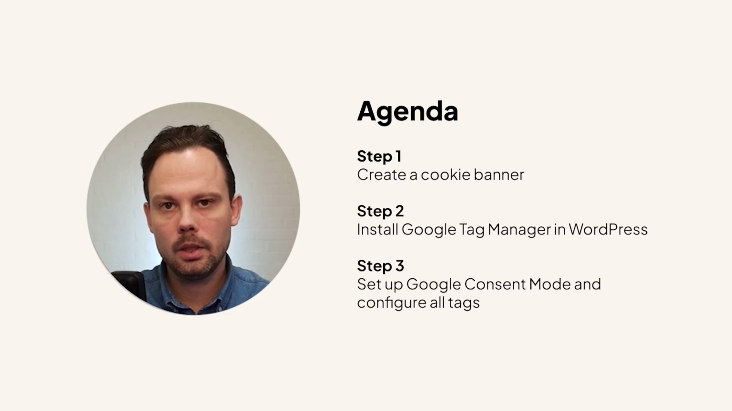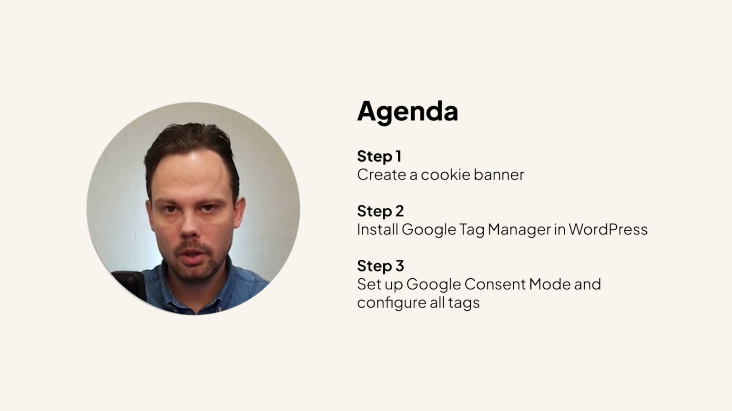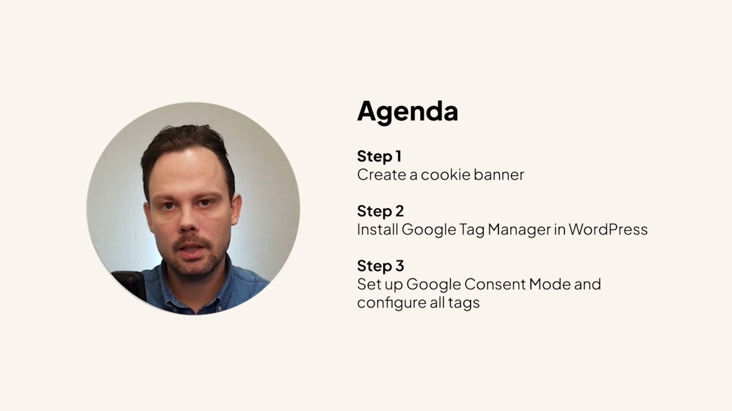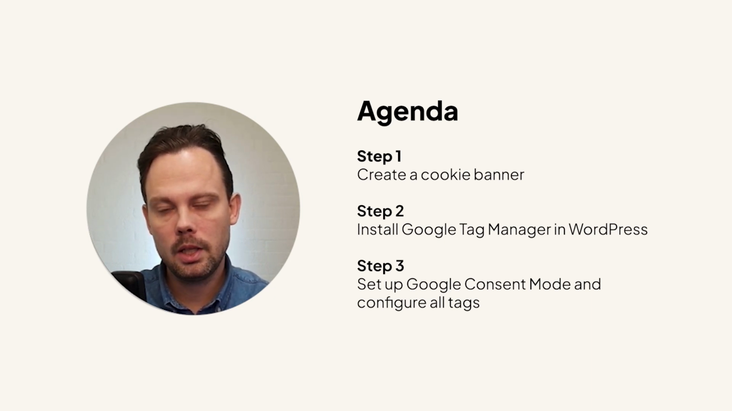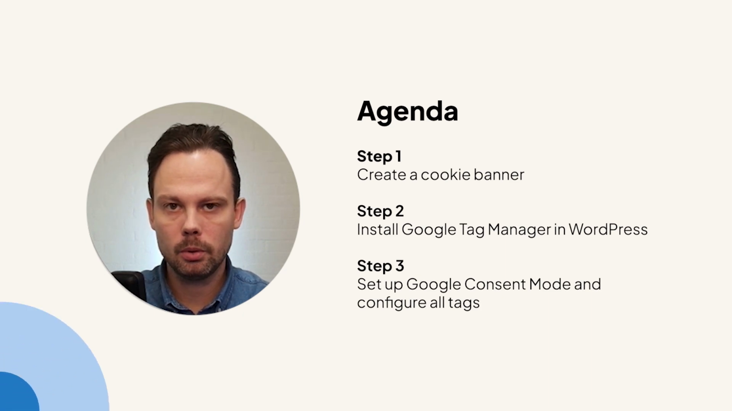The first step is to create a cookie banner. Then we're going to install Google Tag Manager on our WordPress site. And lastly, we're going to set up consent mode and configure all our tags to support Google Consent Mode.